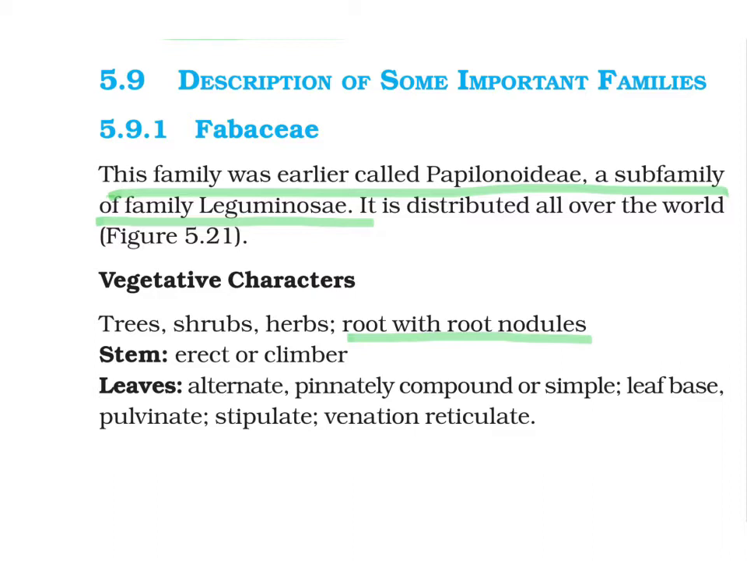Then if we talk about stem, the stem is erect, or sometimes climbers are also found. Then leaves are alternate, sometimes pinnately compound, and some are simple. So great variations are seen. Even the leaf base is pulvinate. Pulvinus is present. It is a swollen structure which is present in some of the plants. Then they are stipulate. Even venation is reticulate, that means network type of venation is seen.